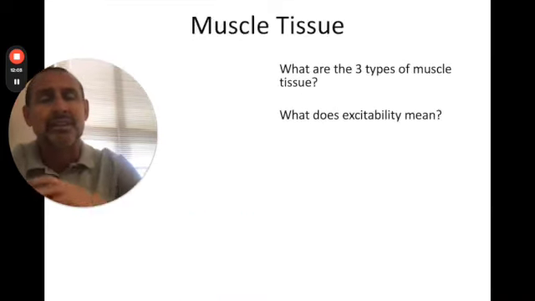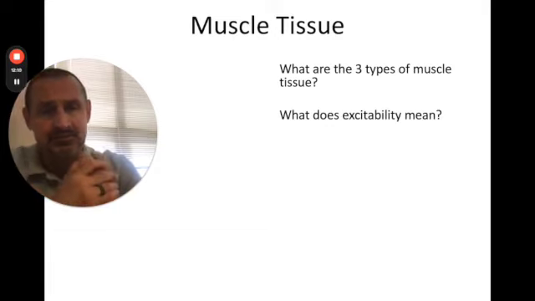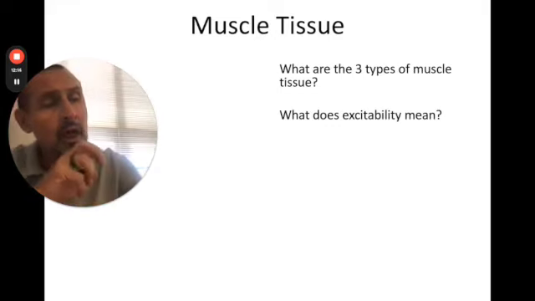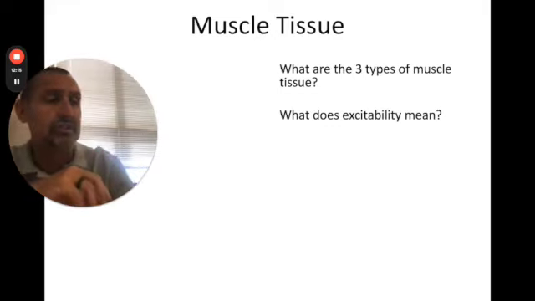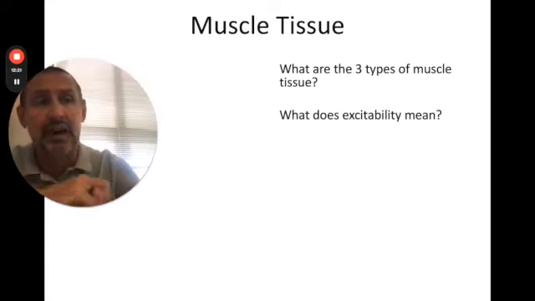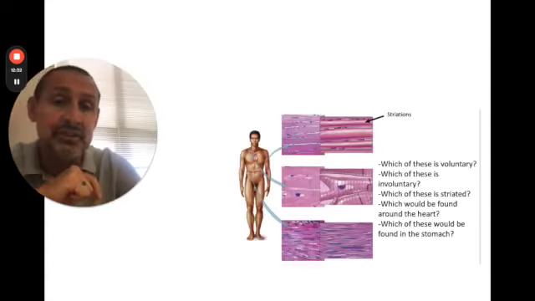Now we're looking at a different tissue type, muscle tissue. There's three types of muscle tissue: cardiac, skeletal, smooth. Muscle is unique because it can respond to nerves. That's what excitability means. It can react and contract. The main job of muscle tissue is movement. You'll notice that muscle tissue can have striations or stripes.